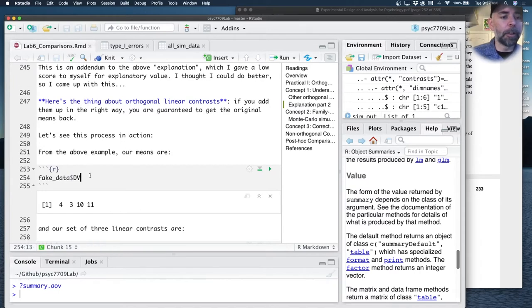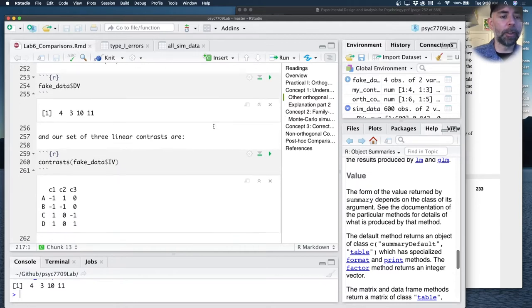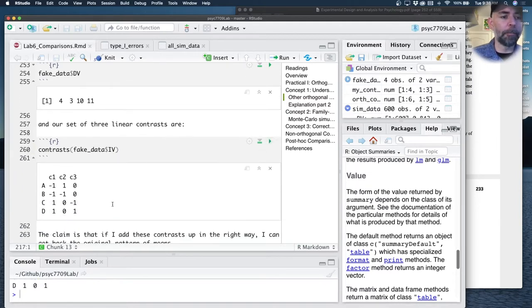Okay, first of all, let's remind ourselves the four means we're talking about are in this variable here. They are 4, 3, 10, and 11. And we created these linear contrasts. Here they are. There's three of them, one in column one, and the other one in column two, and the other one in column three.